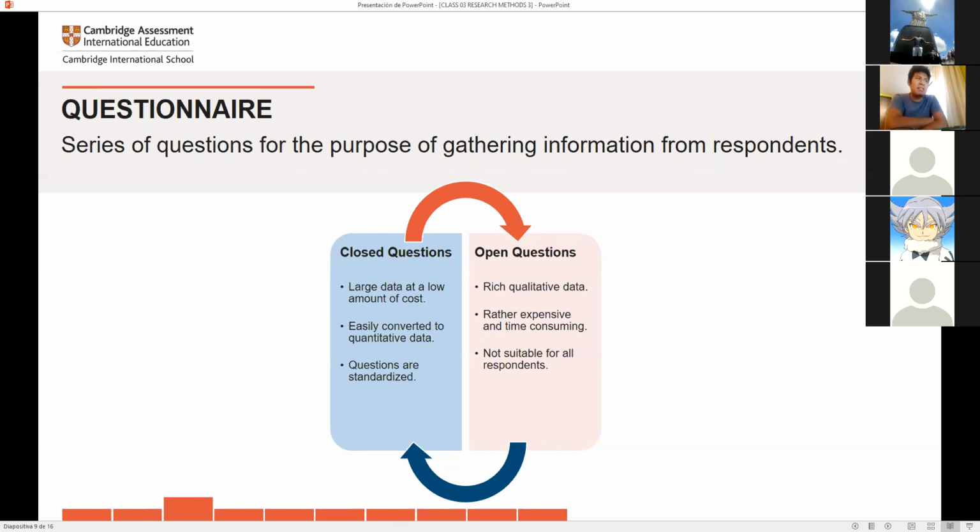And questions are standardized. What does this mean? You can apply these types of questions to your population, or to your sample population in this case. The questions need to be modified in some cases so a larger group of people can understand them. That means standardized, that this has been proven. When we have open questions in questionnaires, we have rich qualitative data. That helps us in some cases to understand different opinions, but it's rather expensive and time consuming.